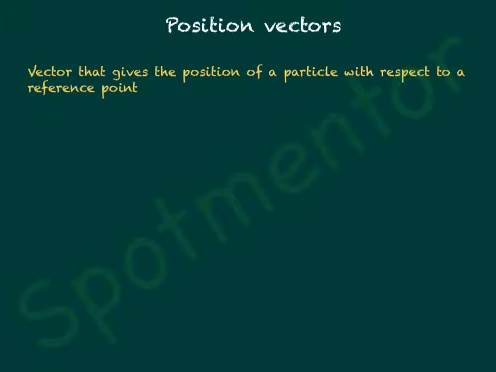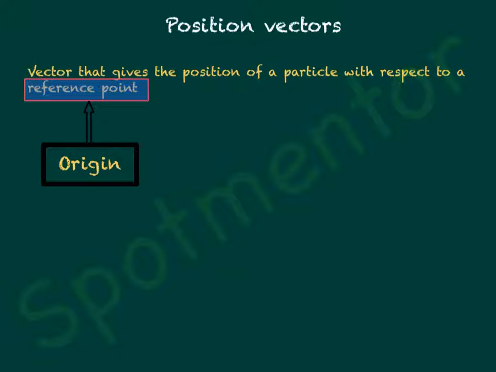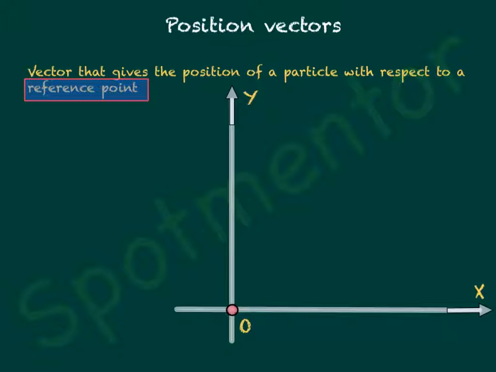So what is the position vector? This is a vector that gives the position of a particle with respect to a reference point. And this reference point is any fixed point in the space, which is usually taken as the origin. Now let us see how we represent position vectors in a coordinate axis.